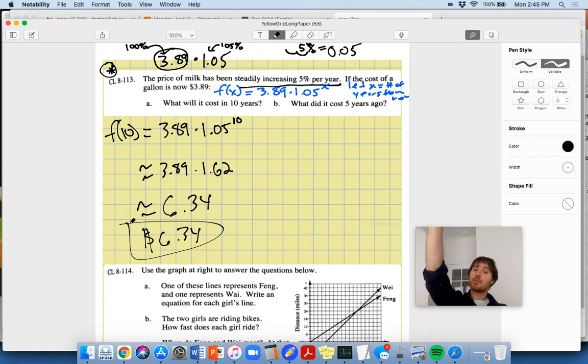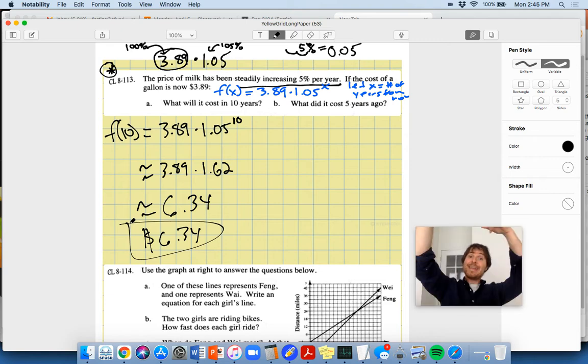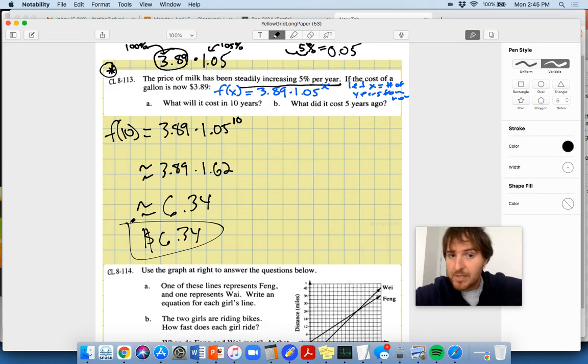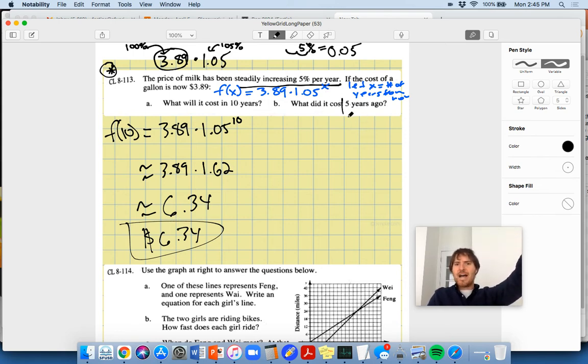So the premise of this problem is that it has been increasing steadily, 5% per year. We assume it continues. So in 10 years, that's how much it's going to be worth. But if it's been already increasing for several years at 5% per year, the question is, what did it cost 5 years ago? Well, if x is the number of years from now, what can we plug in for x to represent 5 years ago? Not 5 years from now, that would just be 5. 5 years ago, we can have a negative exponent there.